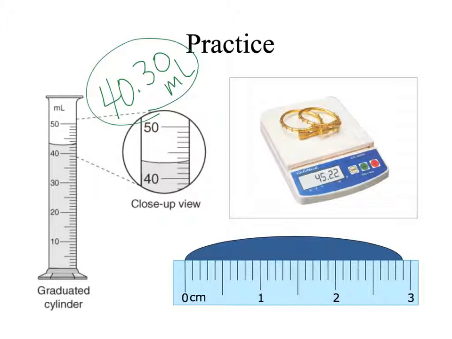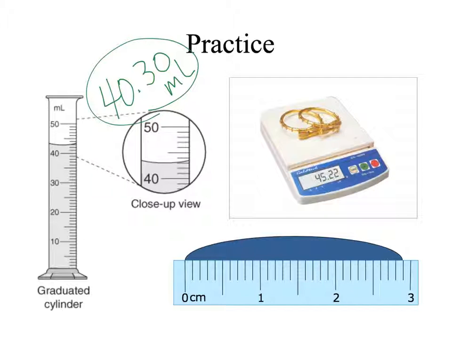If we look at the balance that's over here, obviously we just put everything on it. We make sure that this number right here says 0 before there's anything on there to mass. And then when you read it, you have to make sure that you record all of the digits that are on there. And this one looks like it's in grams, so it's 45.22 grams. And we understand now that this last number is estimated.